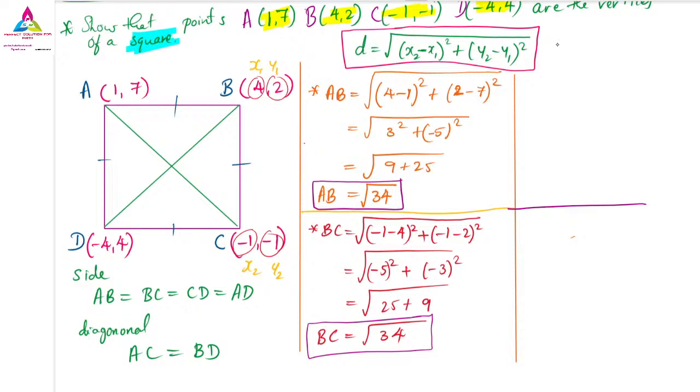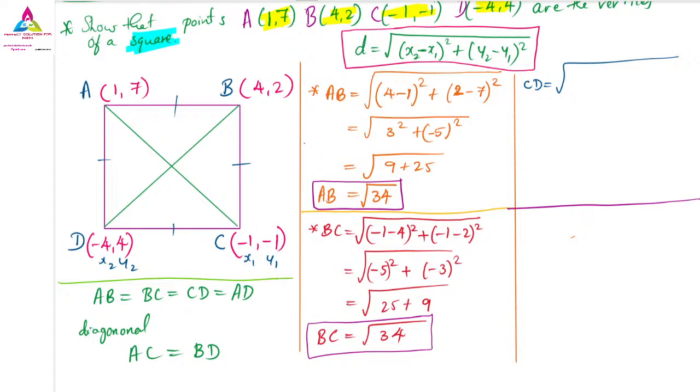Similarly, we will move further to the next one. So BC is finished. You can erase that x1 and x2, y1 and y2, and now we will find CD. Root value. You can take this one as x1, this one as y1, and this one as x2, and this one as y2. It is left to you. You can take anything. No problem.